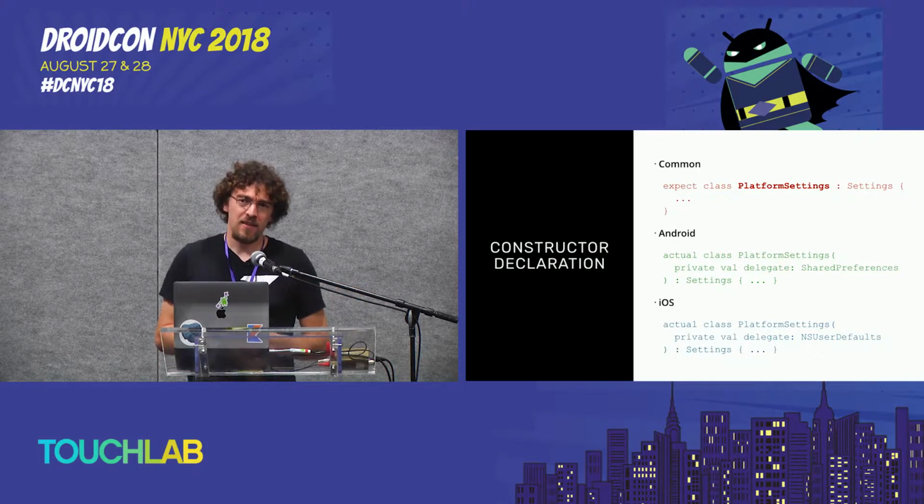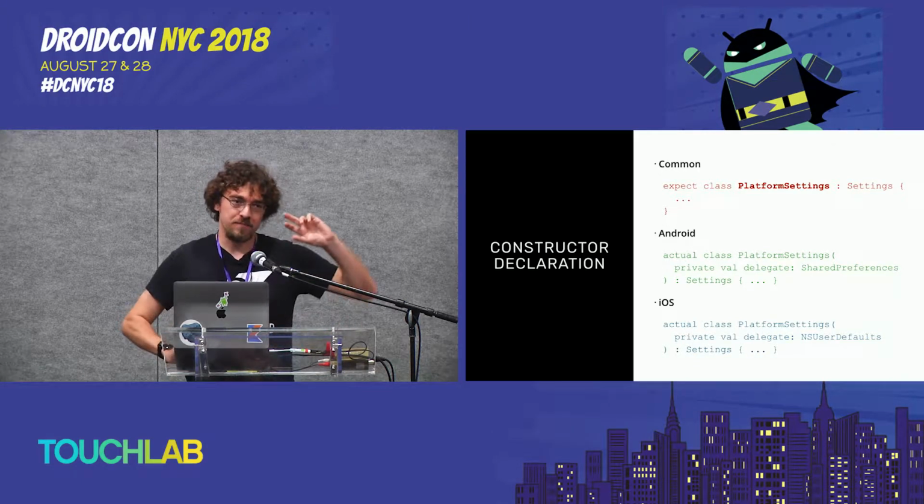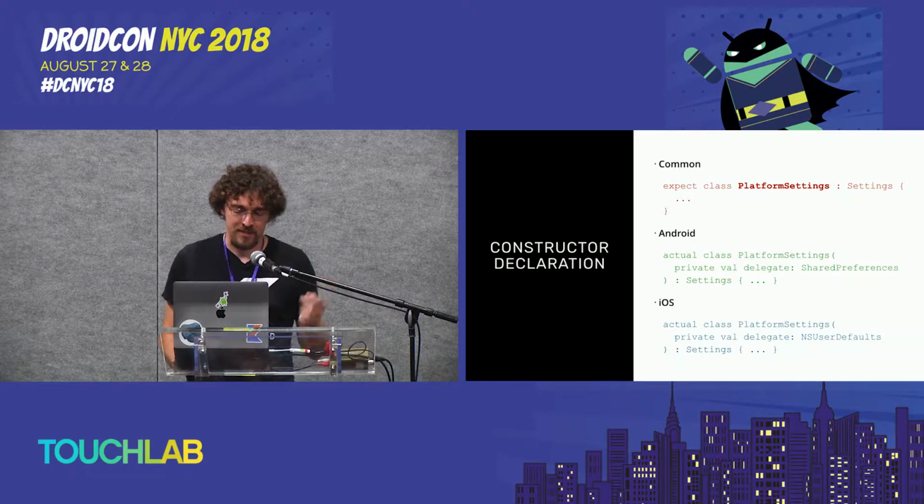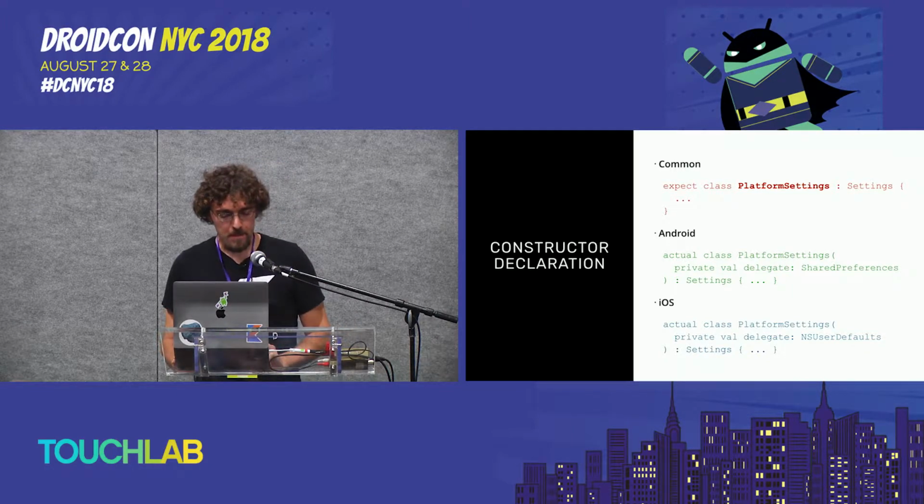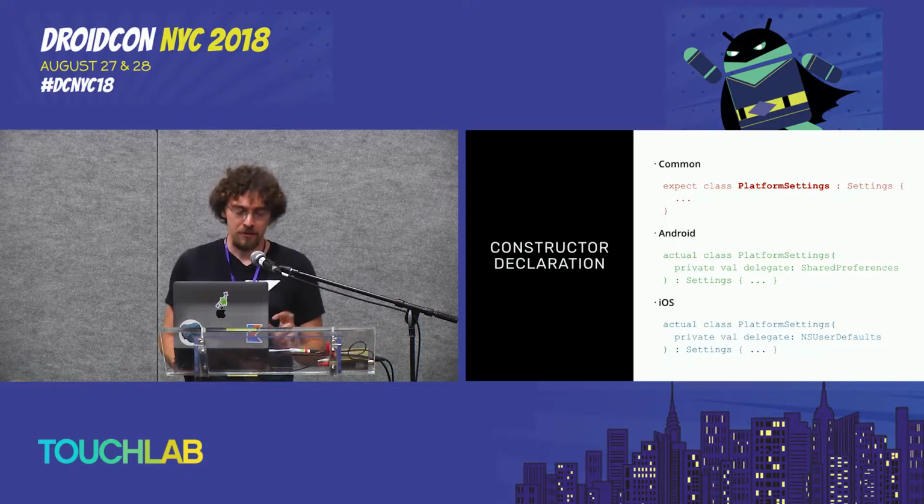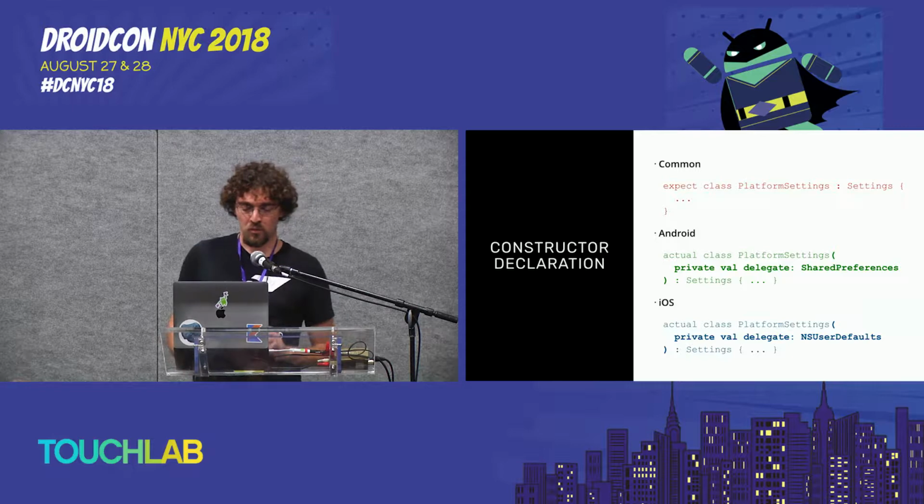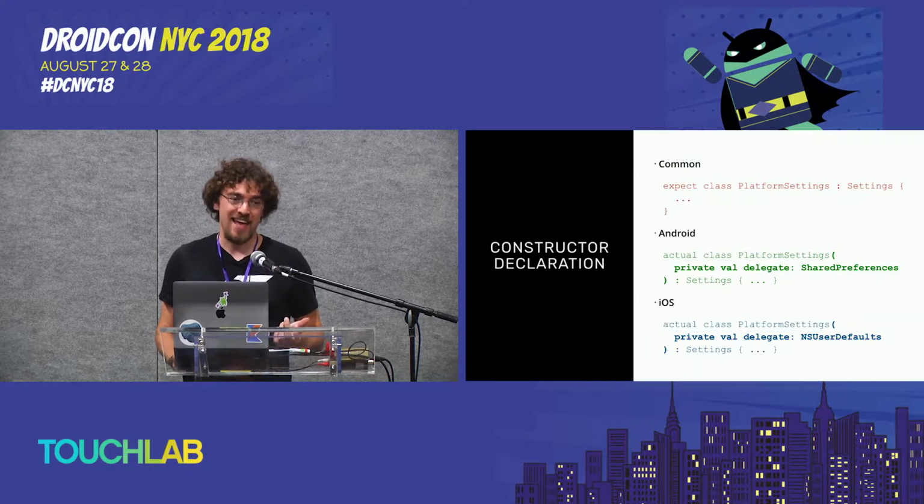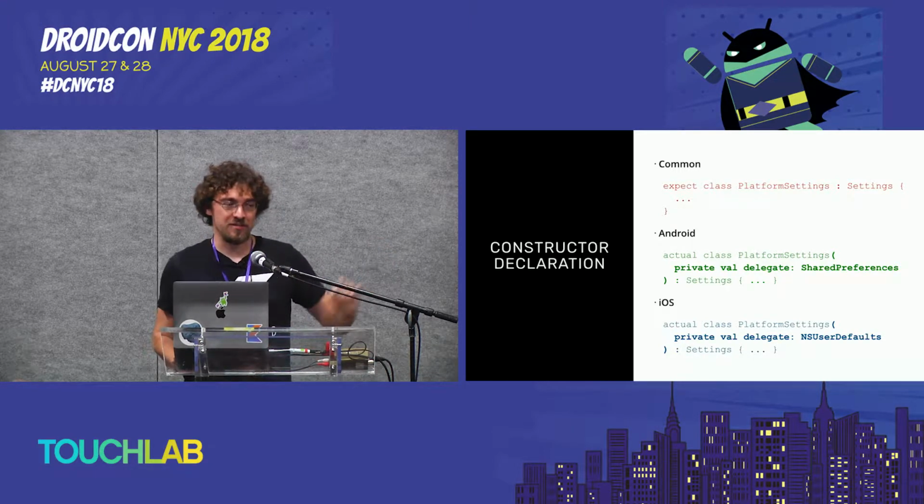The reason for that is I wanted both to be able to expose different platform implementations, but also have an interface that users of the library could mock out in their own unit tests, and we'll talk a little bit about that later. The platform settings class does not define its own constructor because we need to be able to pass that in from the platform layer. So we need to create a shared preferences object on Android or an NSUserDefaults object on iOS, which can then be passed to the settings object.